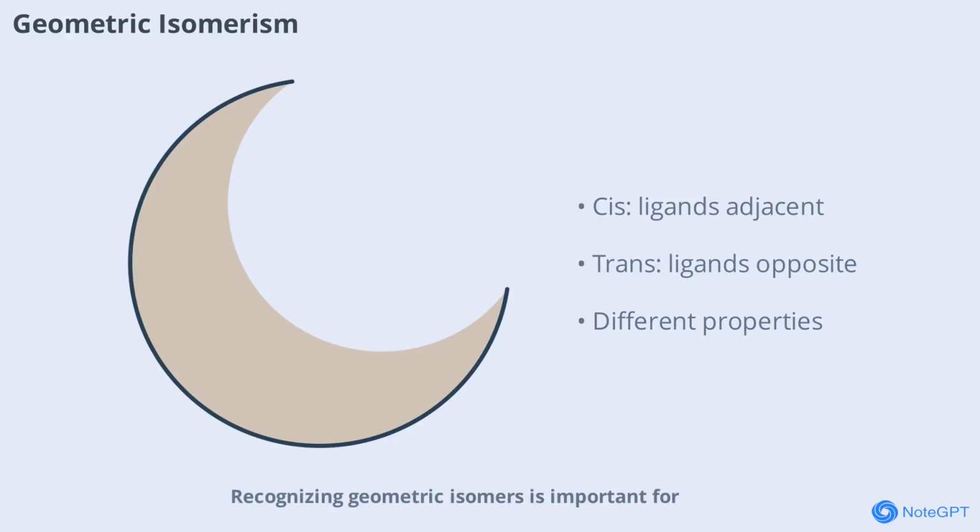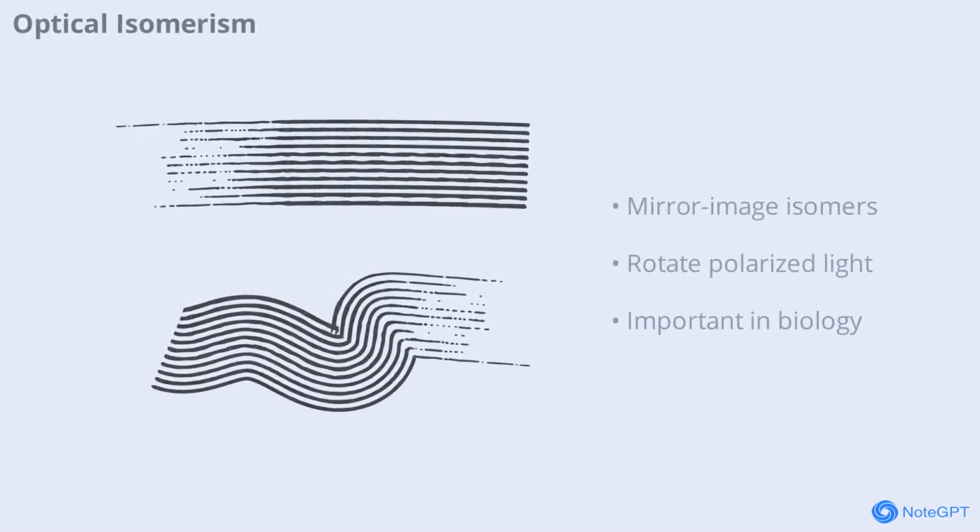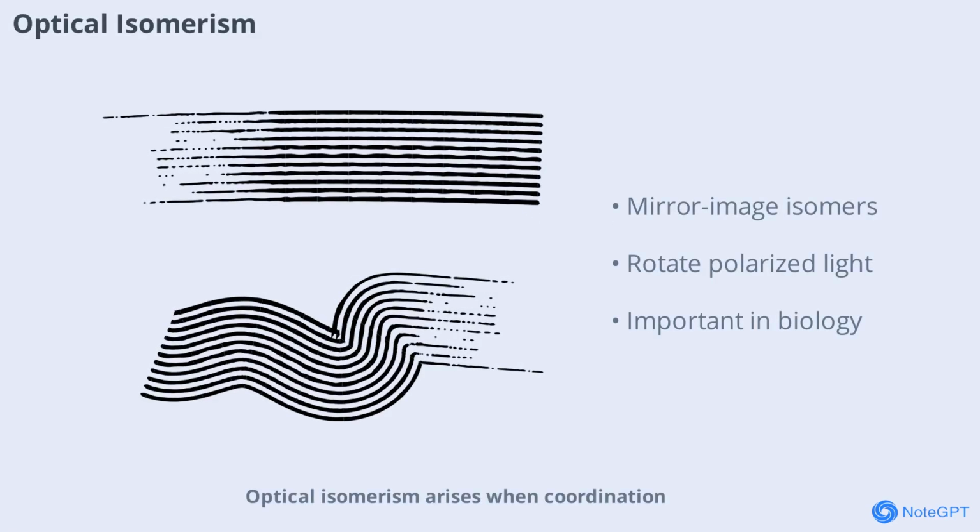Recognizing geometric isomers is important for understanding the behavior of coordination compounds. Optical isomerism arises when coordination compounds exist as non-superimposable mirror images, known as enantiomers. These isomers rotate plane polarized light in opposite directions. Optical isomerism is common in octahedral complexes with bidentate ligands.